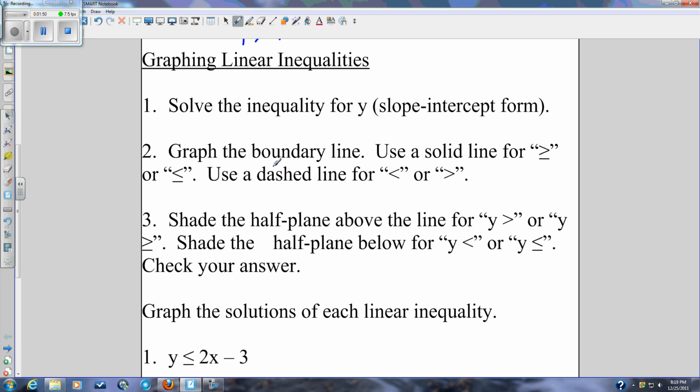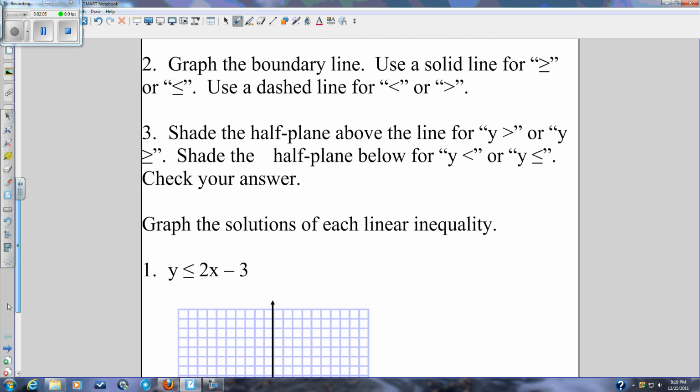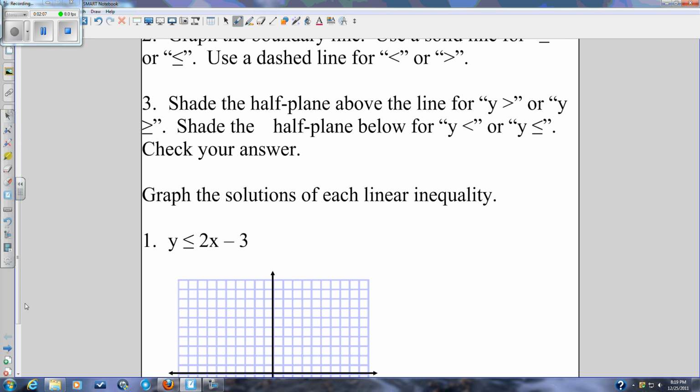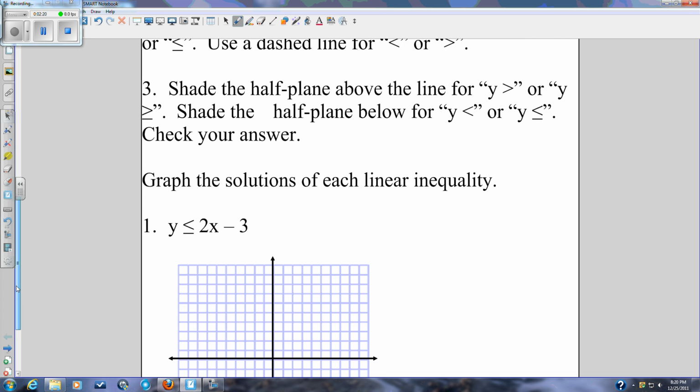If it is a greater than or equal to or a less than or equal to sign, we're going to use a solid line. And if it's just a less than or greater than sign, we're going to use a dashed line. We are going to shade the half plane above the line if it says y is greater than or y is greater than or equal to. And we're going to shade the half plane below the line for y is less than or y is less than or equal to the value. And we'd like to check our answers as well.